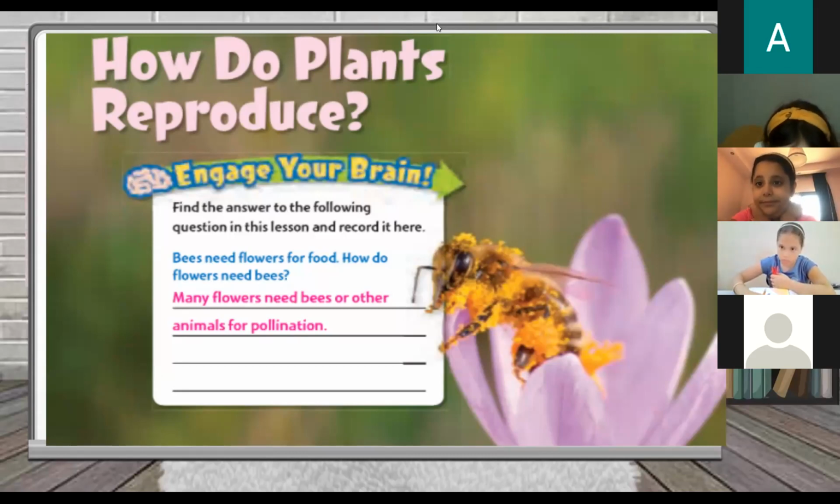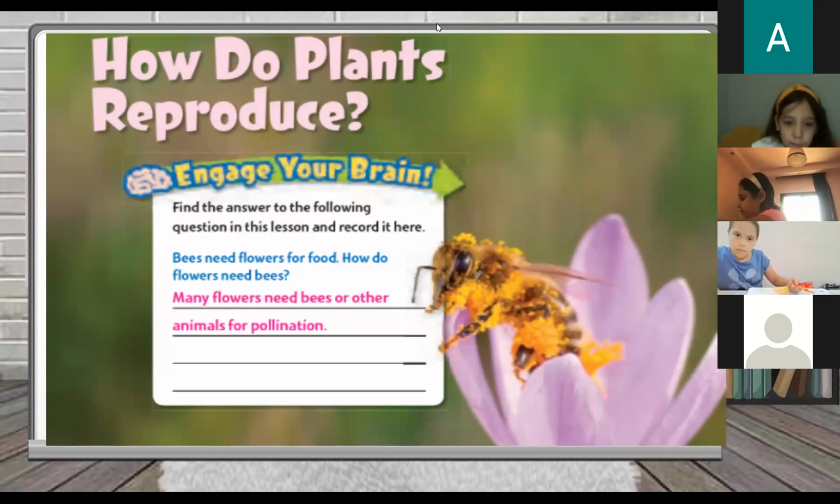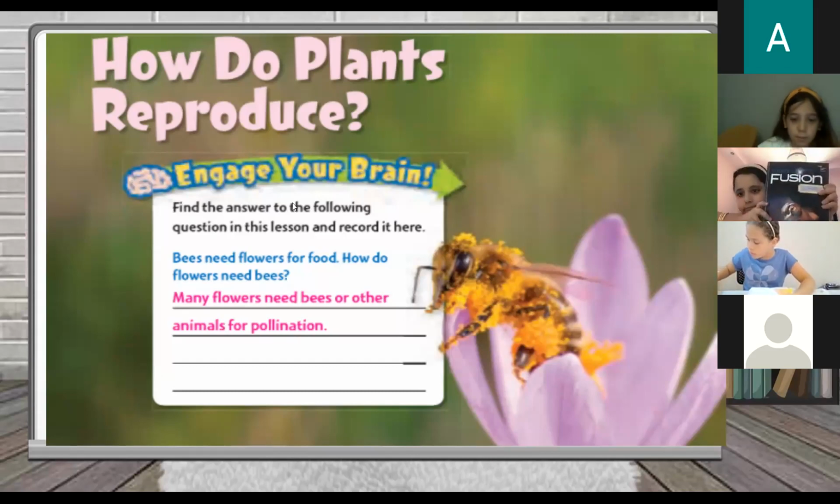So today is Thursday, and the date is the 21st of October 2021. We're learning about plants and how they reproduce. Yesterday, we stopped at the parts of the flower. Can you remind me of the parts of the flower?